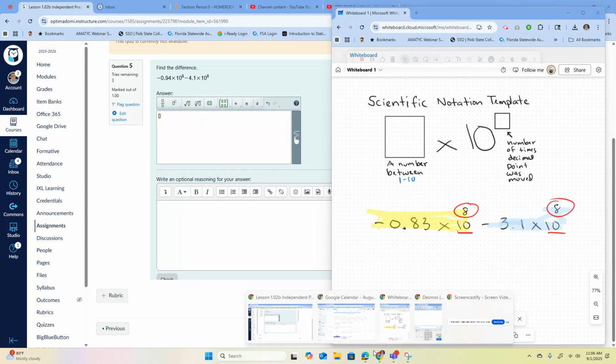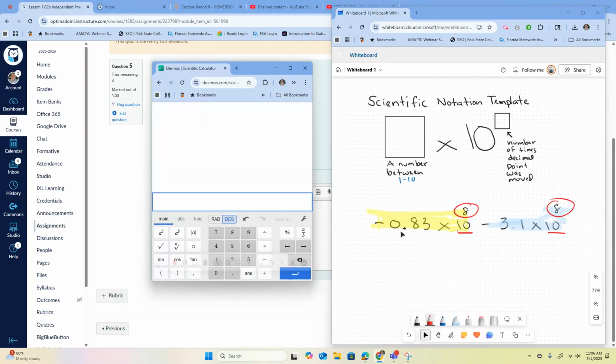So once you know that, take your regular calculator, and the only thing you're going to do is subtract the numbers that are not powers of 10. The one from yellow will be negative 0.83. I'm going to subtract from it the one in blue, 3.1. And you can see I got negative 3.93. And then don't forget that this answer must be in scientific notation, because if you subtracted two numbers in scientific notation, your final answer has to be in scientific notation. And that's how you do question number 5.